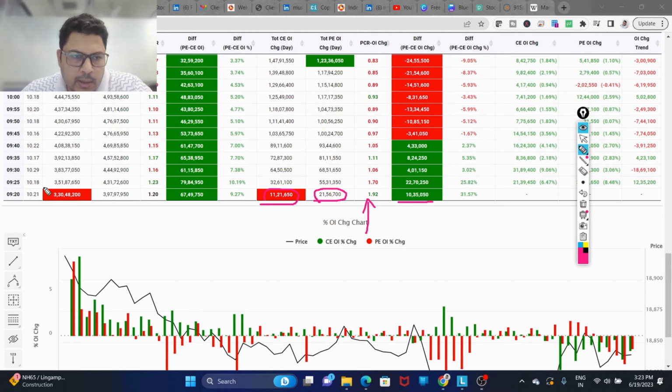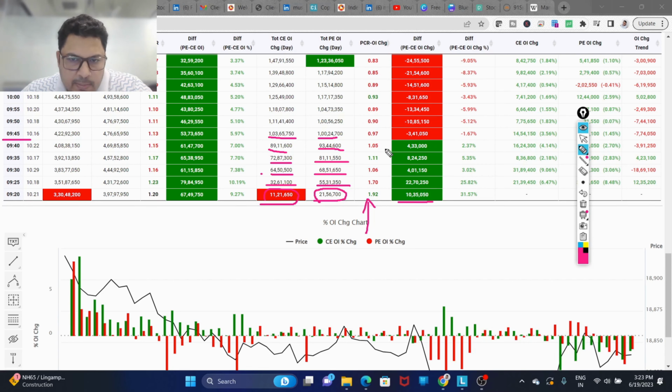Okay. At 9:25, 55 lakhs open interest got added. Then here 32 lakhs. Then at 9:30, 68 lakhs, 64 lakhs. Around 9:35, 81 lakhs, 72 lakhs, 93 lakhs, 89 lakhs, 1 crore and 1 crore 3 lakhs. So what happened at 9:45?